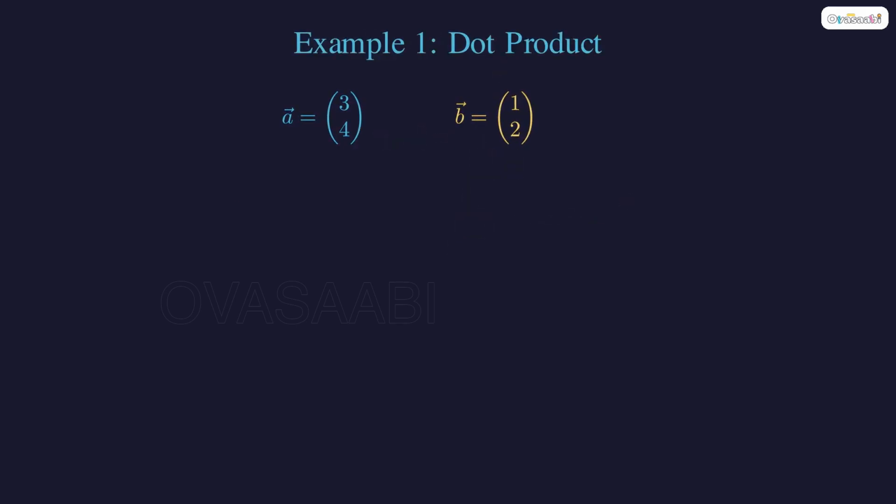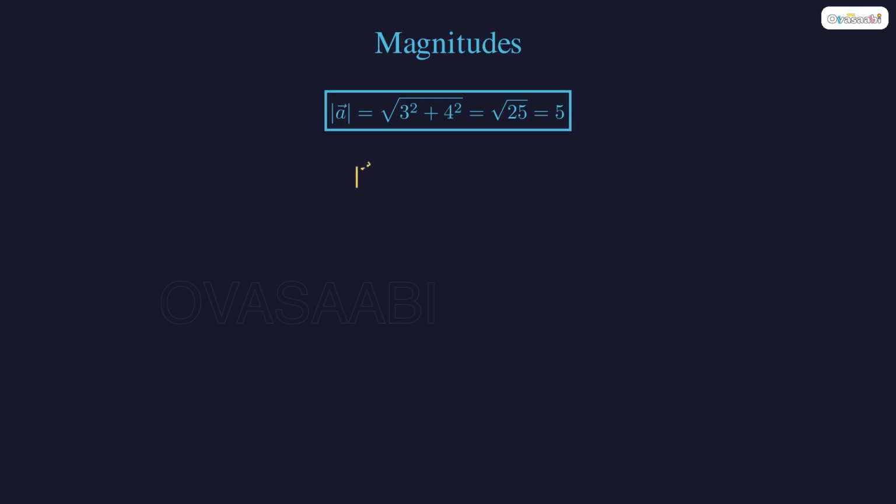For vectors a equals (3, 4) and b equals (1, 2), the dot product is 3 times 1 plus 4 times 2, which equals 11. The magnitude of a is the square root of 9 plus 16, which is 5. The magnitude of b is the square root of 5.